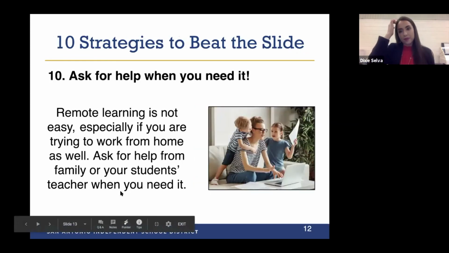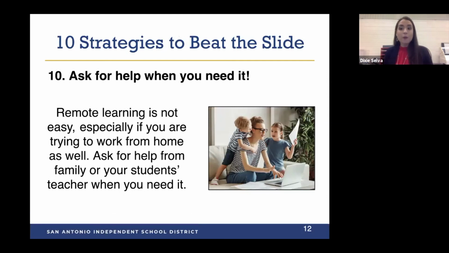And then number 10 is to ask for help when you need it. Remote learning is not easy. It's not easy for teachers, parents, or students. It's very new to all of us. And especially if you're trying to work from home, we understand that parents right now have to juggle a lot of responsibilities. And our teachers are juggling too, because they're going to have in-person students and online students. So right now we're all kind of doing juggling acts.